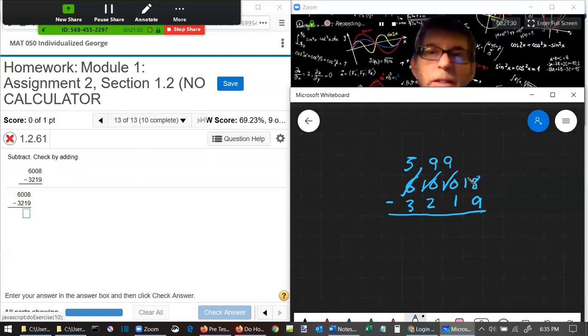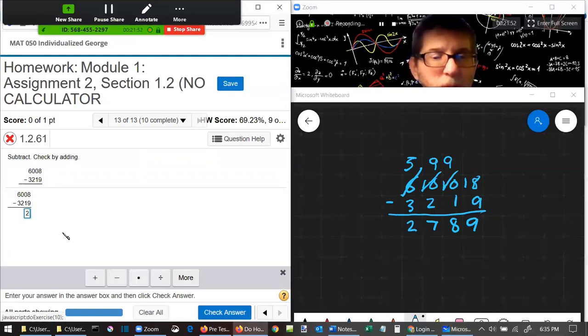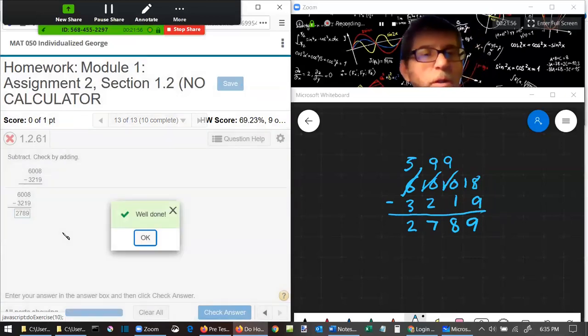All right, so we have 18 minus 9. That's 9. 9 minus 1 is 8. 9 minus 2 is 7. 5 minus 3 is 2. Okay, let's put that in the system to make sure it works. And there it is. So that's how you perform subtraction.